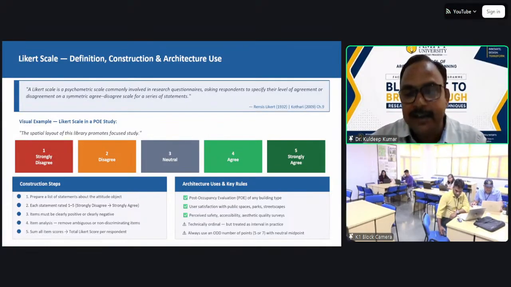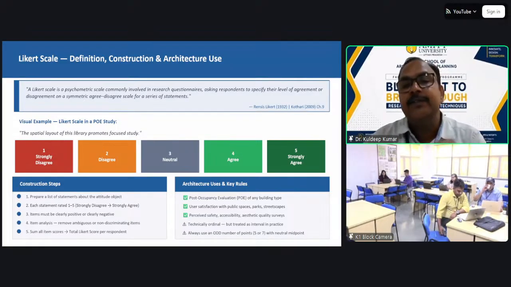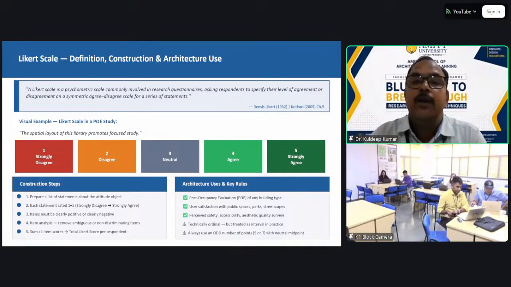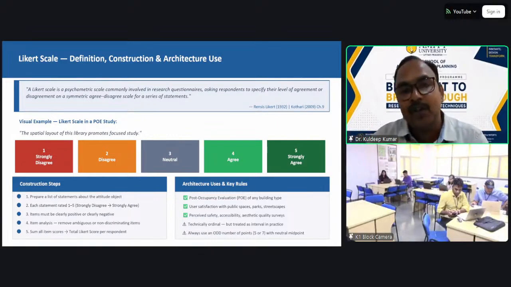So how is the Likert scale constructed? First, step 1: prepare a comprehensive list of statements about the attitude or attitude object. Include a mix of positive and negative statements. This helps in detecting inconsistent respondents. So remember that it should include a mix of both positive and negative statements.